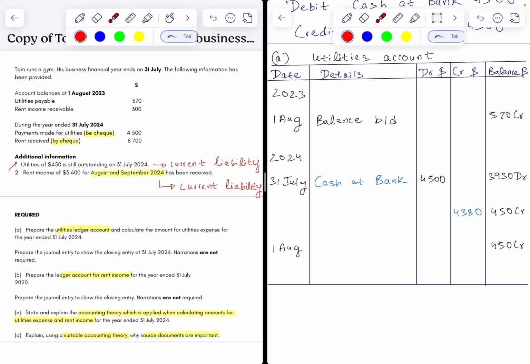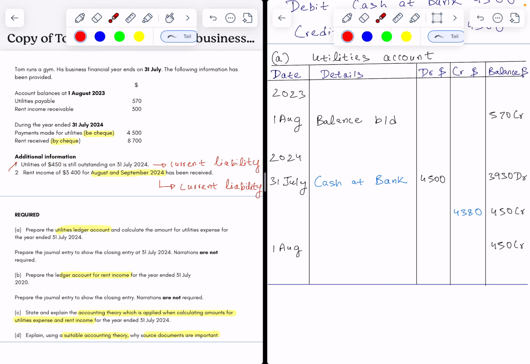Okay. All right. Now I need you to focus and see what's going on. Based on the additional information for utilities on 31 July 2024, we have got $450 of outstanding utilities, which as we understand is a current liability at 31 July 2024.